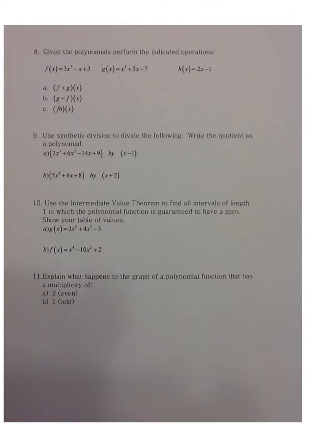Okay, so number 8, given the polynomials, you have to perform the indicated operation. So we're adding f of x and g of x, subtracting g of x minus f of x, and then multiplying f and h together.